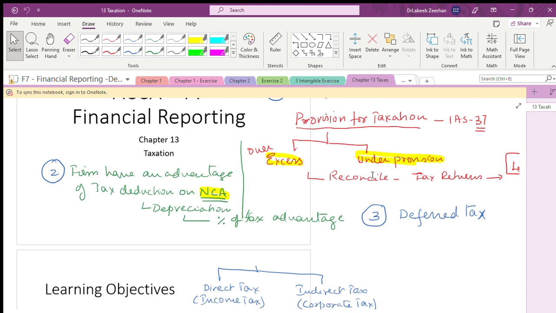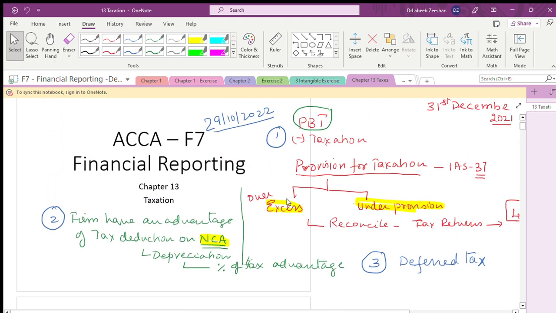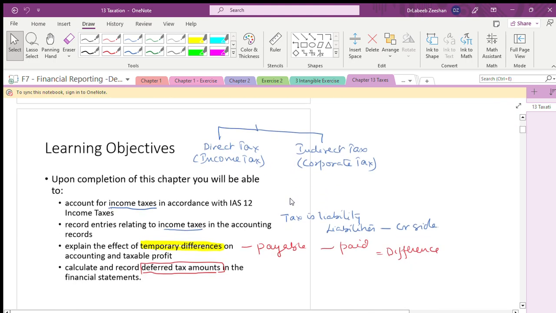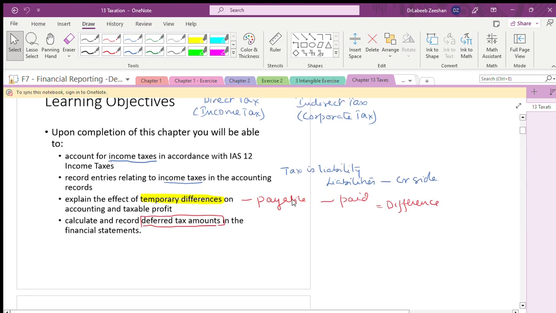Now I will take a few minutes to explain the concept of taxation, how to account for income taxes in accordance with IAS 12, and how we are going to record the entries of income taxes.